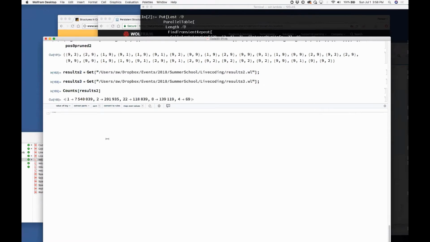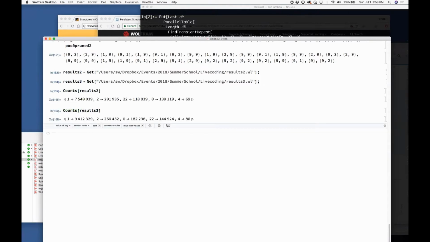But let's at the very least find out, let's at least get counts for how many of each kind of structure there were in each of these. And so we need counts of results 2. Oops. Okay, so there are 139,000. Let's see, in results 3, we still don't have any different periods showing up, but we've got a solid 300,000. There's 300,000 cases that are either gliders or something more complicated.